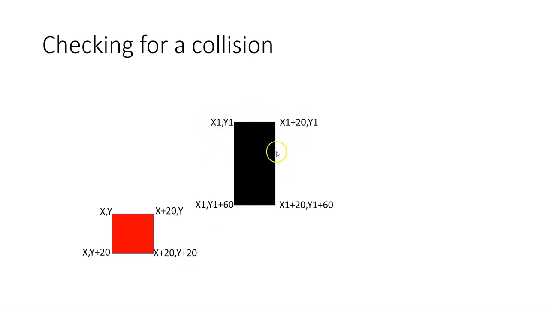Very similar logic on here. So x10, y10, x1 plus 20 because we've moved along on the x-axis, y1 is still 0, and then the same for the other corners following the same logic.